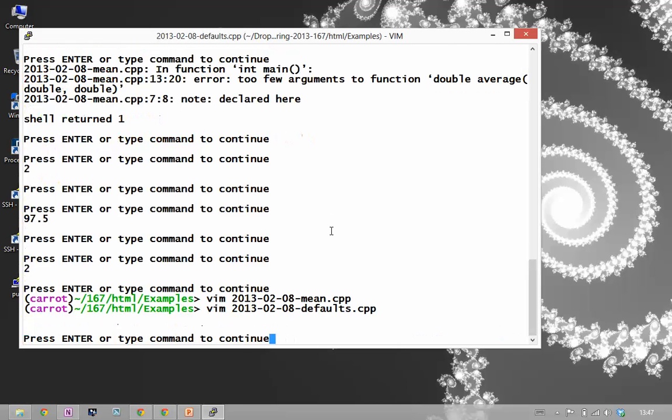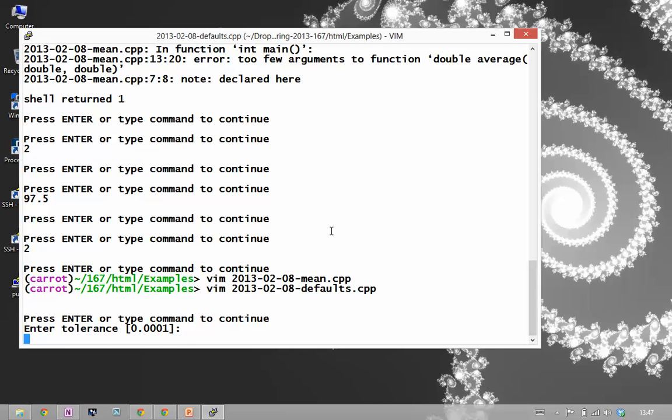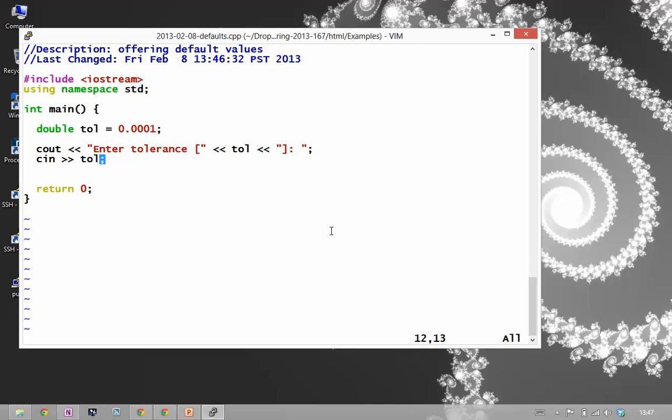Let's see what that looks like. So enter tolerance, and I can hit enter and it's just going to sit there and insist that I put in some value. So this is not quite what we want yet. When I type in a value, it prints out enter tolerance and shows the current value of tolerance, and that previous value gets overwritten by whatever value I just plugged in.